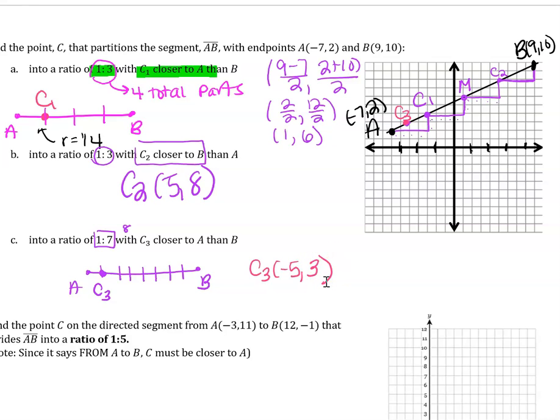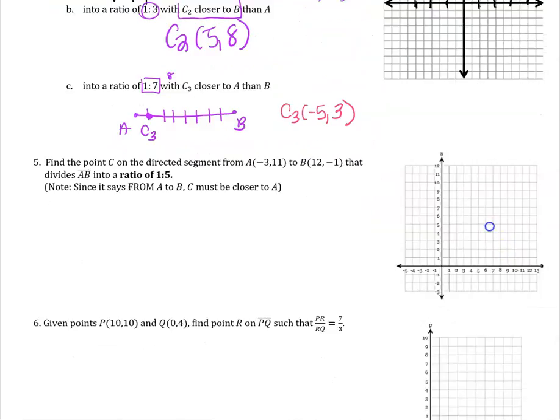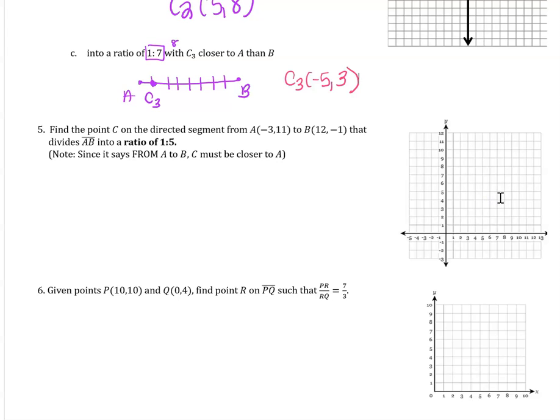3. And that's how we can use midpoint to really partition our segment into halves, fourths, eighths, really any multiple of 2 there. Now, what if we want to do something like a ratio of 1 to 5, like our next example? So find C on the directed line segment from A to B that divides AB in a ratio of 1 to 5. So that's 6 total parts. Now, 6 total parts is not really doable with midpoint, so we're going to have to come up with another strategy. Okay?